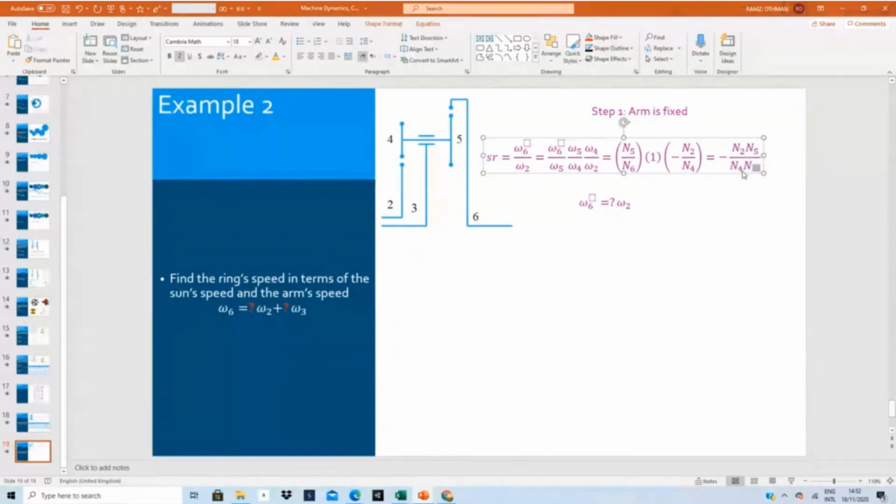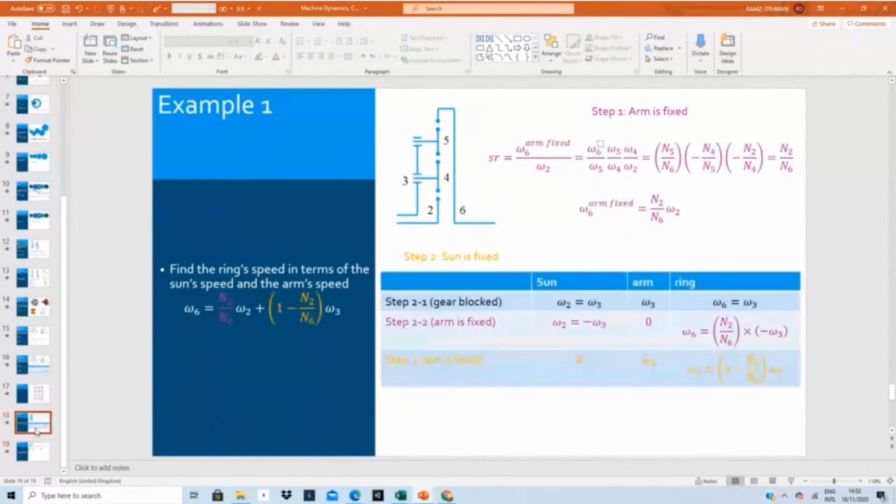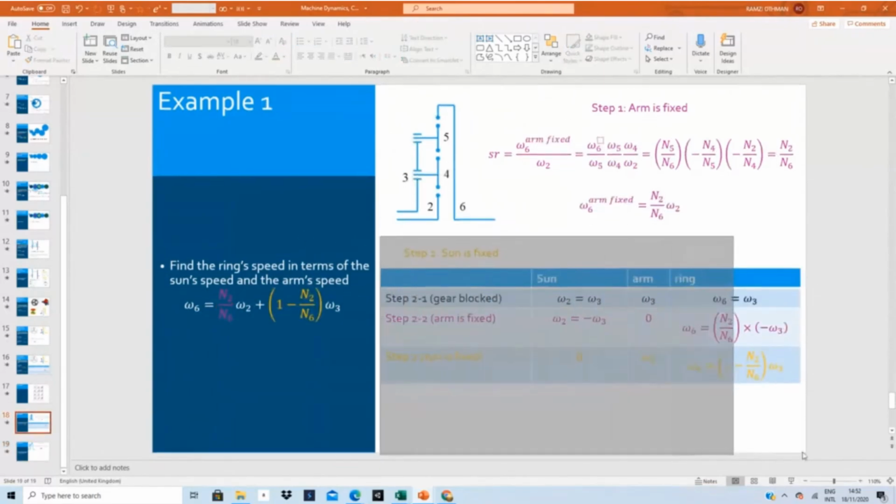Okay, in the denominator. Okay, and this is it. I am done with the first step. So it will be this one: omega 6 will be minus N2 N5 over N4 N6 times omega 2. Then I need to go to the second step.